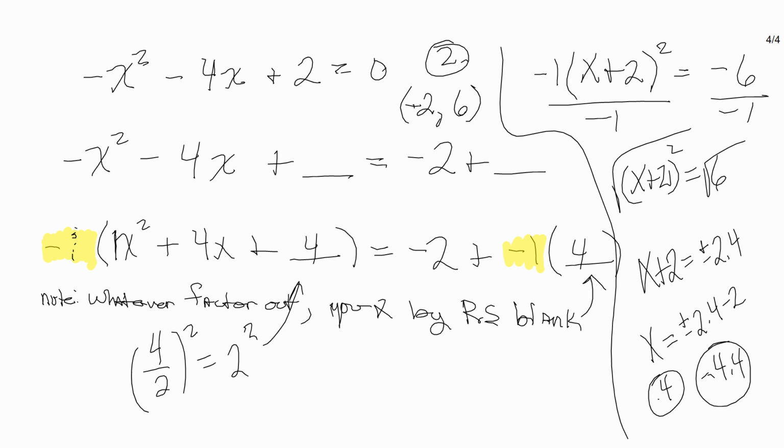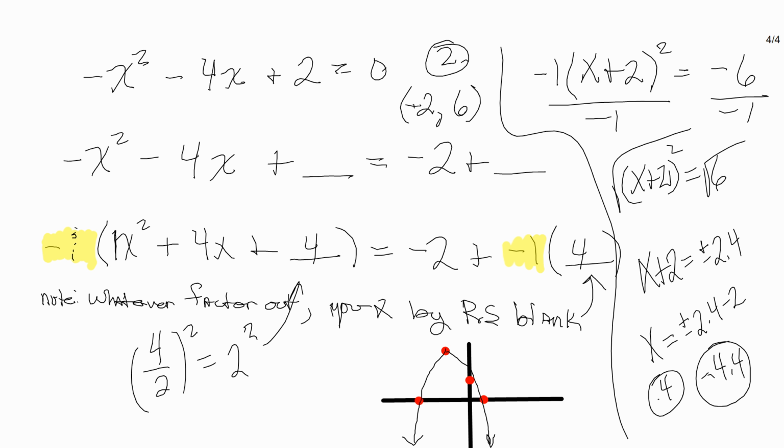And you've got your handy dandy graph. And (0, 2) is our y-intercept. (-2, 6) is the vertex. 0.4 and -4.4 are the x-intercepts. And which way is it opening? Downward. Is that a good thing? Why? Because negative a is negative.